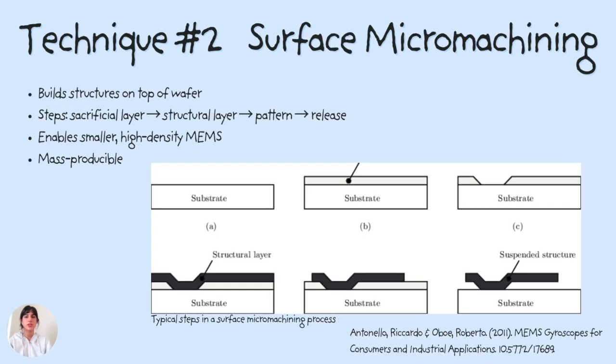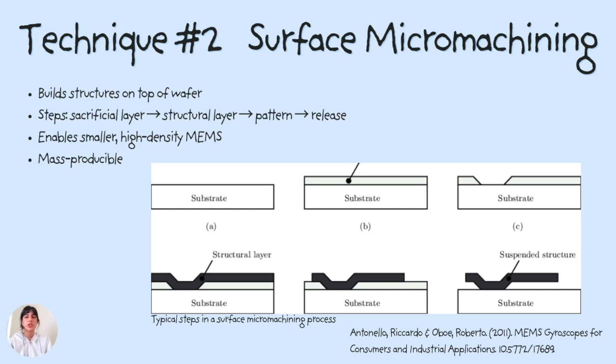The next technique is surface micromachining, which works in the opposite way. Instead of carving down into silicon, we build mechanical structures on top of the wafer, using layered thin films. The figure shows the standard process. Deposit a sacrificial layer, usually silicon dioxide, which defines the gap beneath the moving structure. Then deposit the structural layer, usually polysilicon, which becomes gears, beams, comb drives, etc.